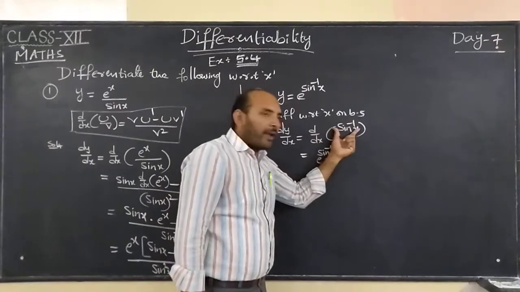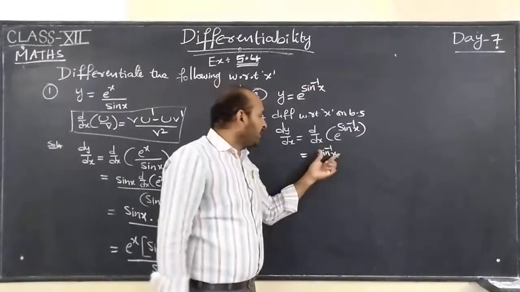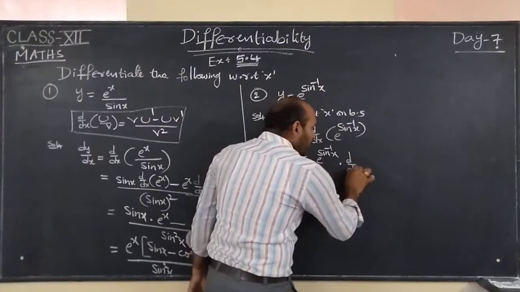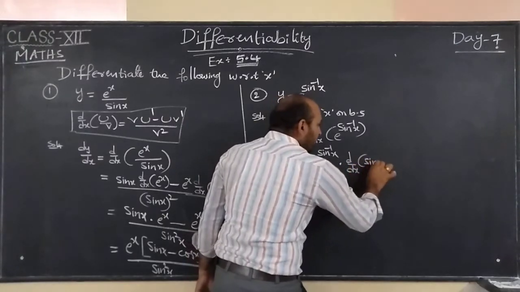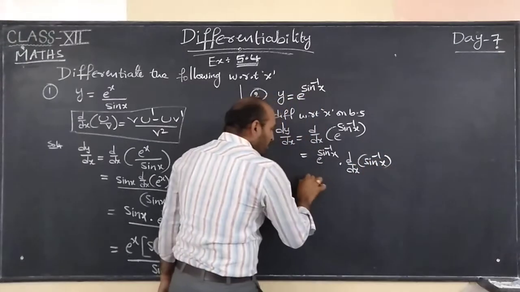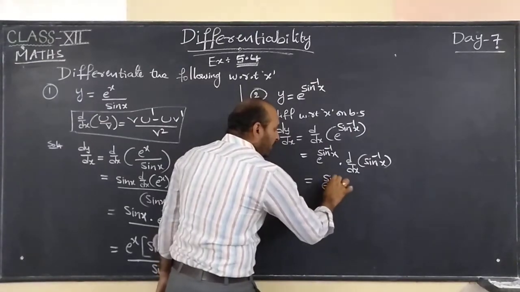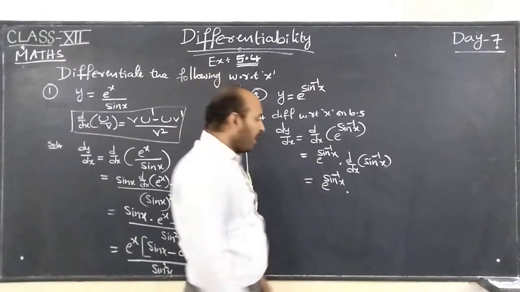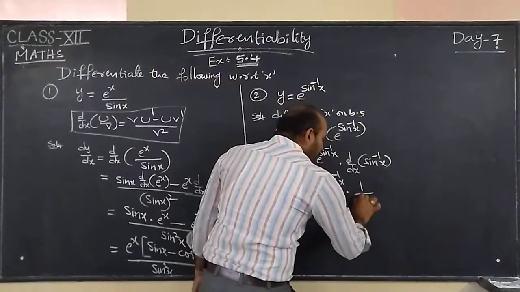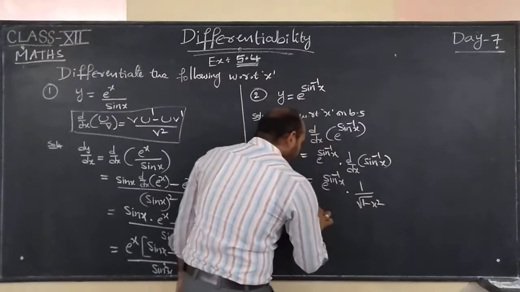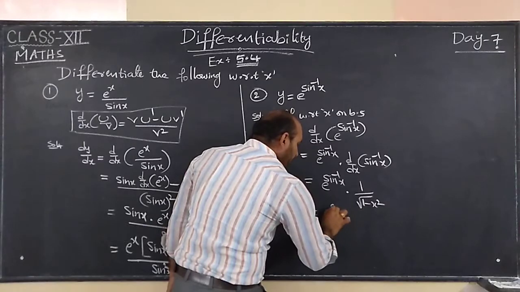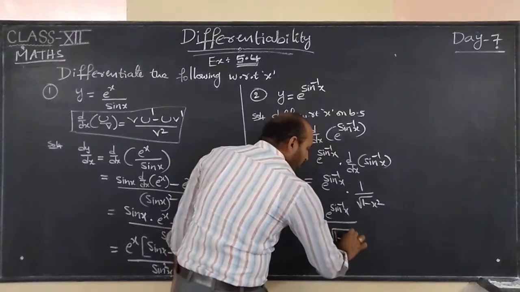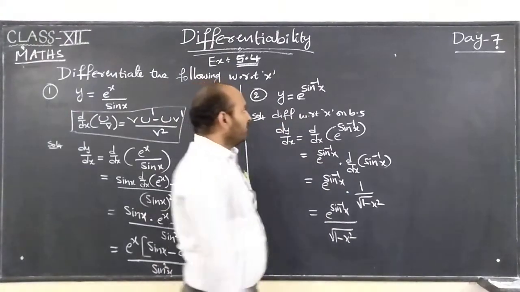The derivative of e power x is e power x, where x is here sin inverse x, and then the inner function, d by dx of sin inverse x. So which is equal to e power sin inverse x into the derivative of sin inverse x formula, which is 1 by root of 1 minus x square. So the answer is e power sin inverse x divided by root of 1 minus x square.